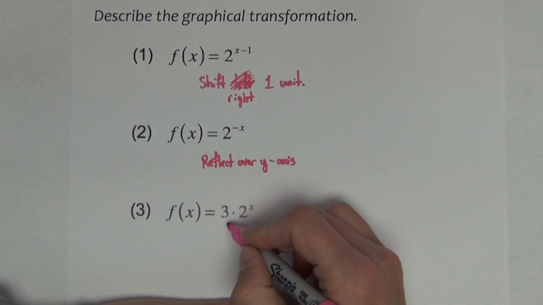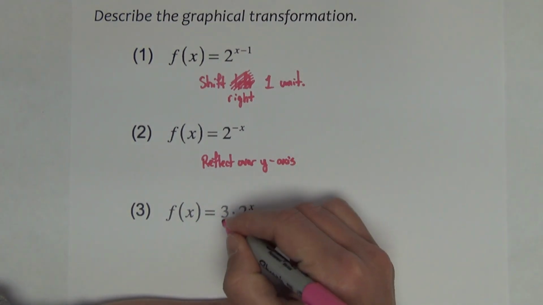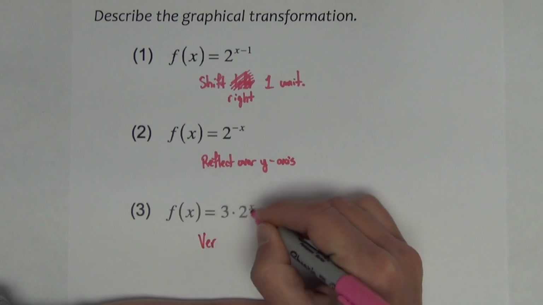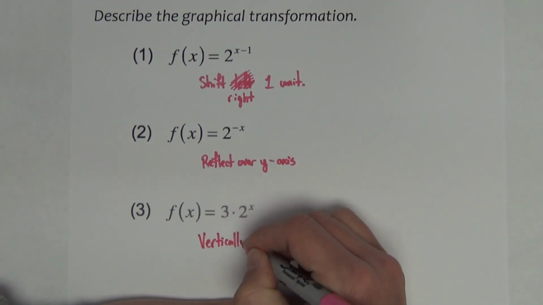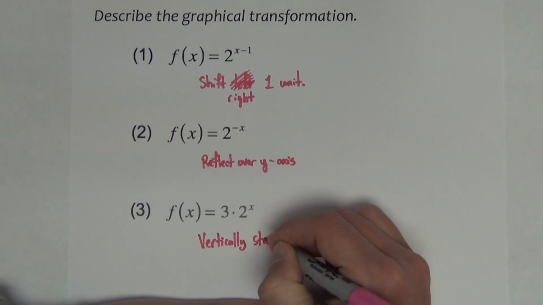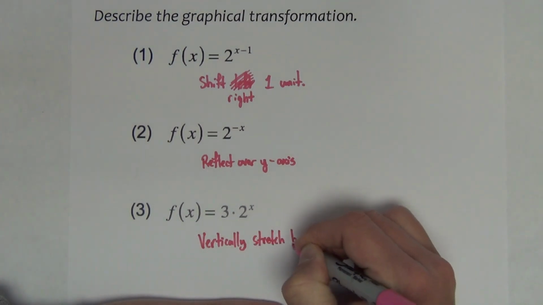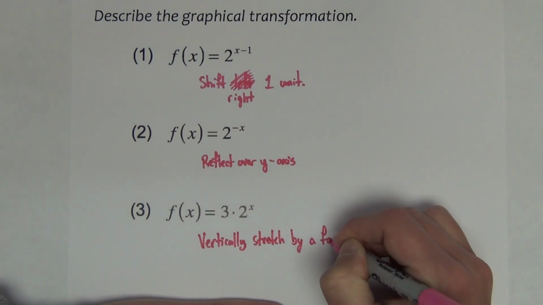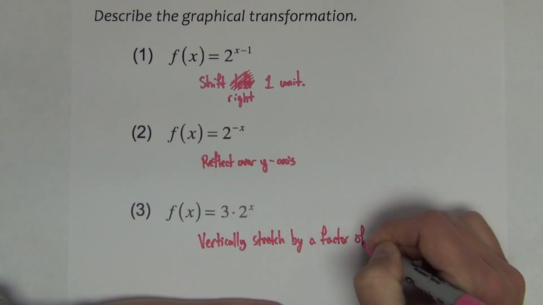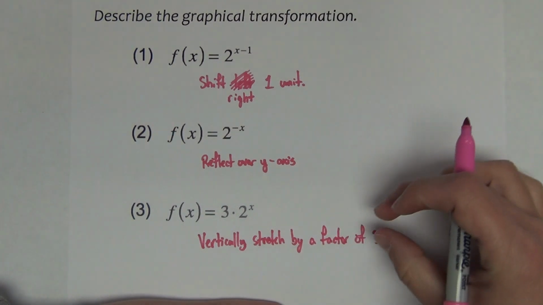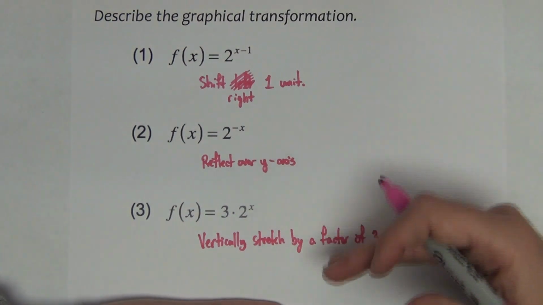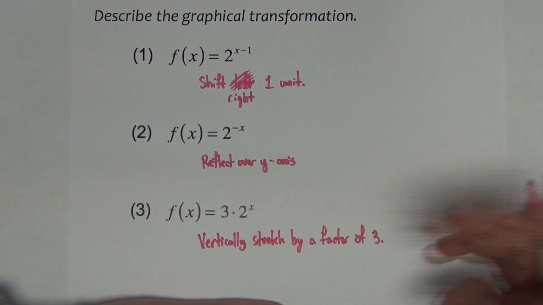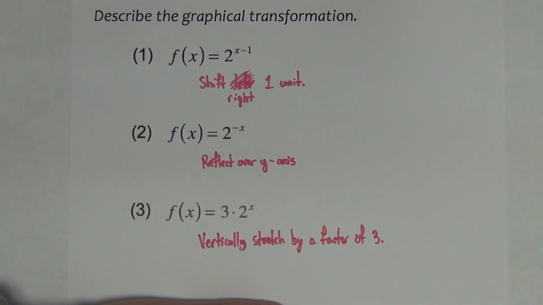And this last one, this 3 times 2 raised to the x, the 3, since it's outside of the function, outside the x, that's a vertical stretch by a factor of 3. So all the points kind of get pulled 3 times their vertical distance as just the normal base 2 raised to the x.